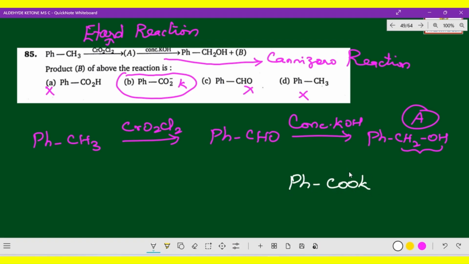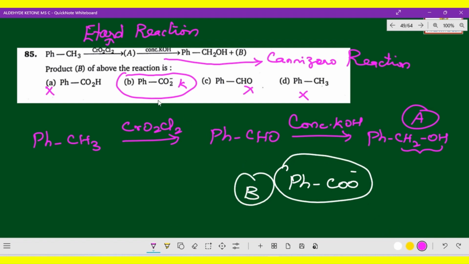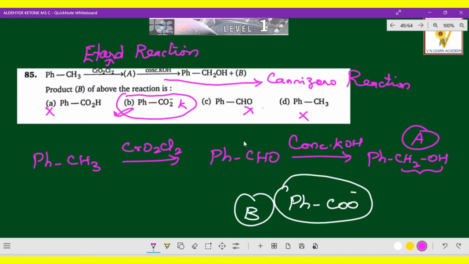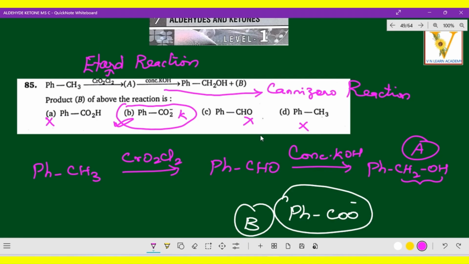PhCOOK. They did not mention K here, they mentioned minus, so there is no need to mention it here. This is the only correct option, option B. I hope you got the clarity. These are all very simple, and if you know the concept thoroughly by this time, it will be easy for us. Come on, let us go to the next question.